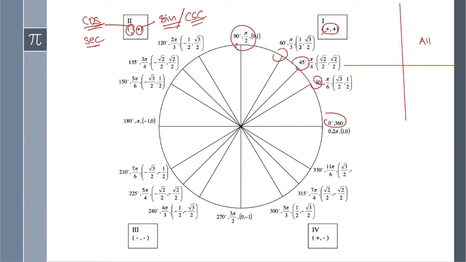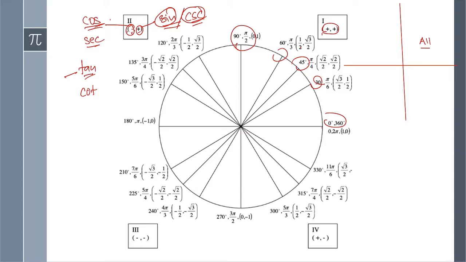Now, if you look at other functions, we have tangent. Tangent is sine over cosine, so positive divided by negative. This is also negative. Cotangent is the reciprocal of tangent, so obviously that is negative. That means in the second quadrant, we just have sine and cosecant positive, all other four ratios are negative. Now I have a small sentence that I use to remember this.